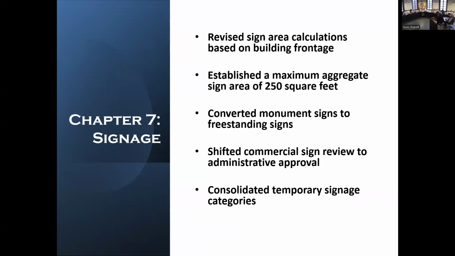Chapter 7 is signage. We did revise the sign area calculation based on the building frontage as opposed to, it used to be the street frontage. So now it's the linear frontage of the building, like where the primary entrance would be. That's how we calculate the area of signs that you would be allowed.